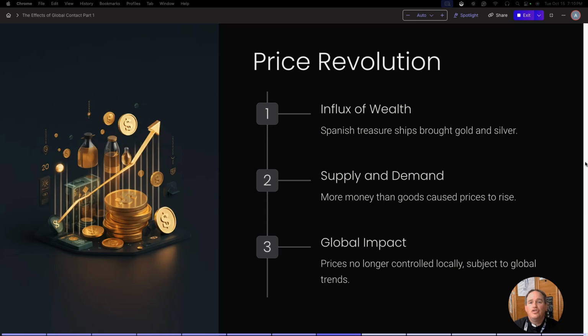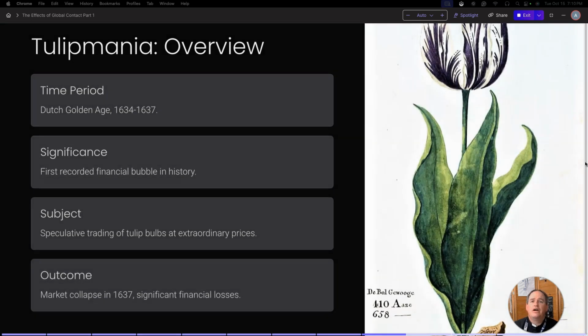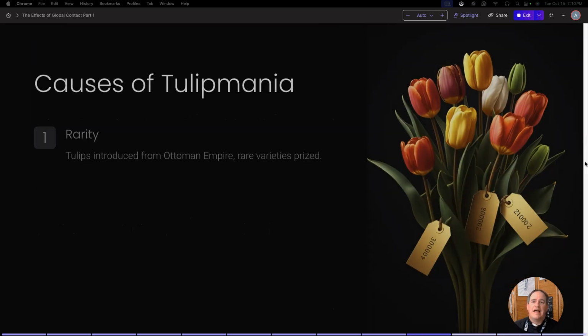And speaking of unusual economic phenomena, let's explore one of history's first financial bubbles, known as tulip mania. Tulip mania occurred during the Dutch Golden Age between 1634 and 1637. It was the first recorded financial bubble in history, where speculative trading of tulip bulbs caused prices to skyrocket. Some bulbs were worth more than houses. So let's look at what led to this frenzy and how it eventually collapsed.